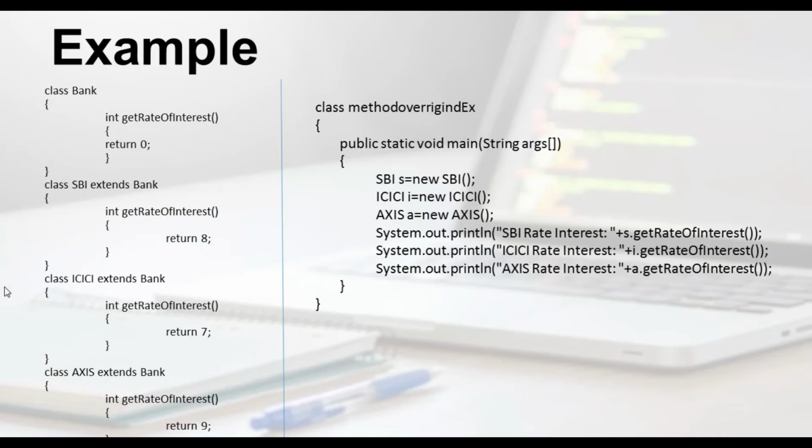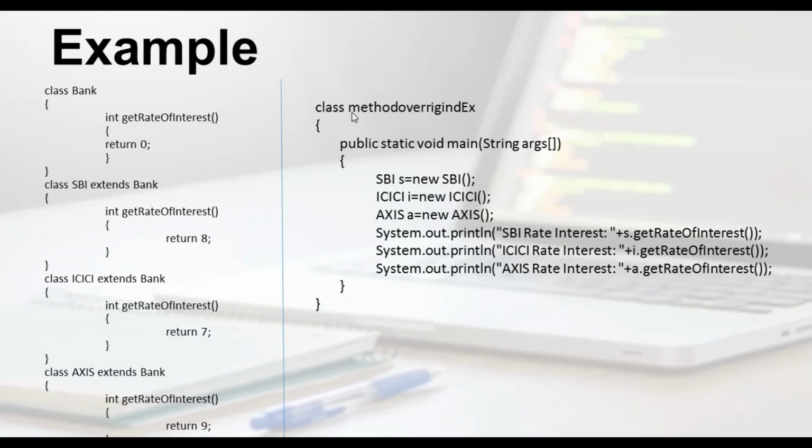Now the third class, that is ICICI. Again there is an extends relationship over here with the main class, that is class Bank. Now this ICICI bank also has a method getRateOfInterest that is the same as in the previous class, means method overriding continues over here. When this getRateOfInterest of the class ICICI is called, the output is 7. Now for Axis the same method is defined, but the output is 9.